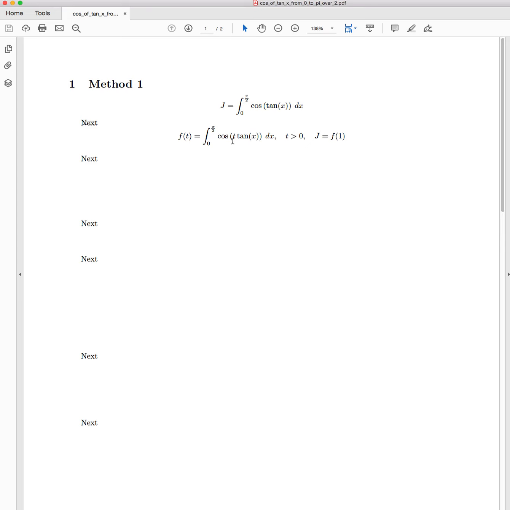But if we force it or have it as like the absolute value of t, then what is good about this is that the dominated convergence theorem, which is required to utilize the methods that I'm about to use, is satisfied. We also see that our integral here, J, is just this function evaluated at t equals 1.